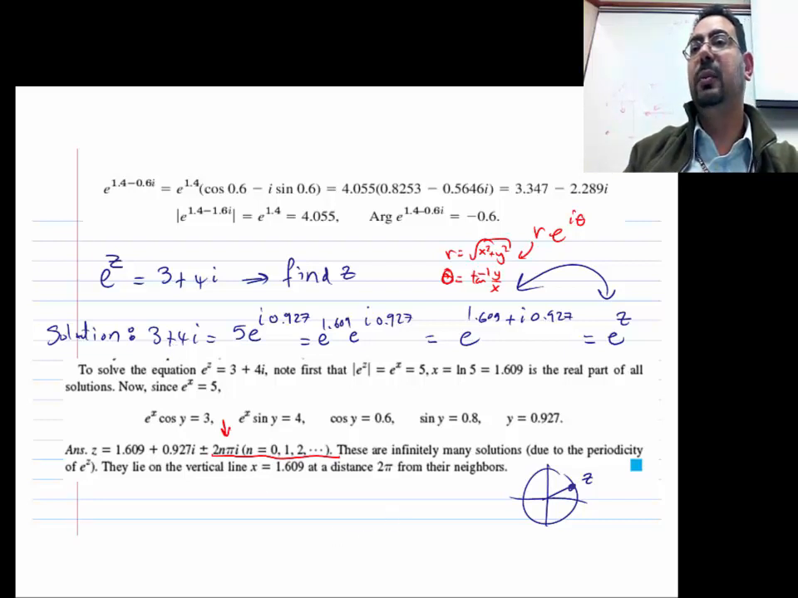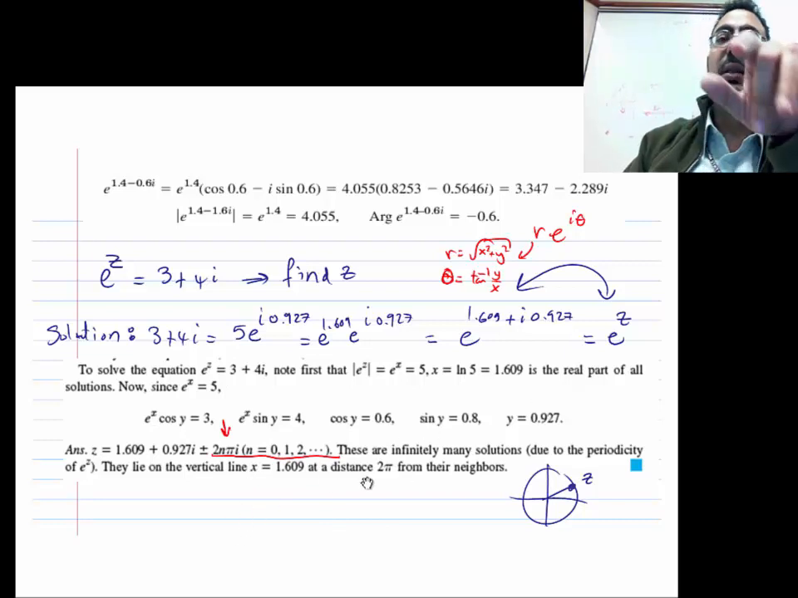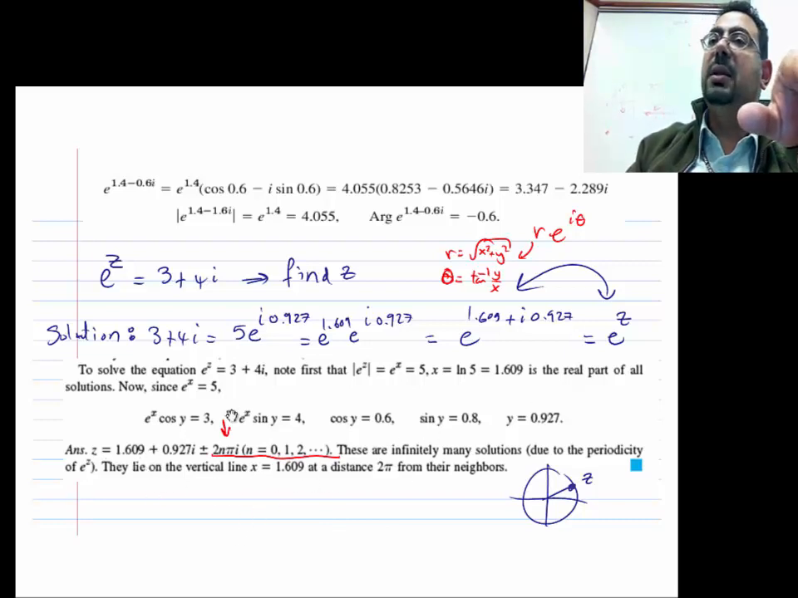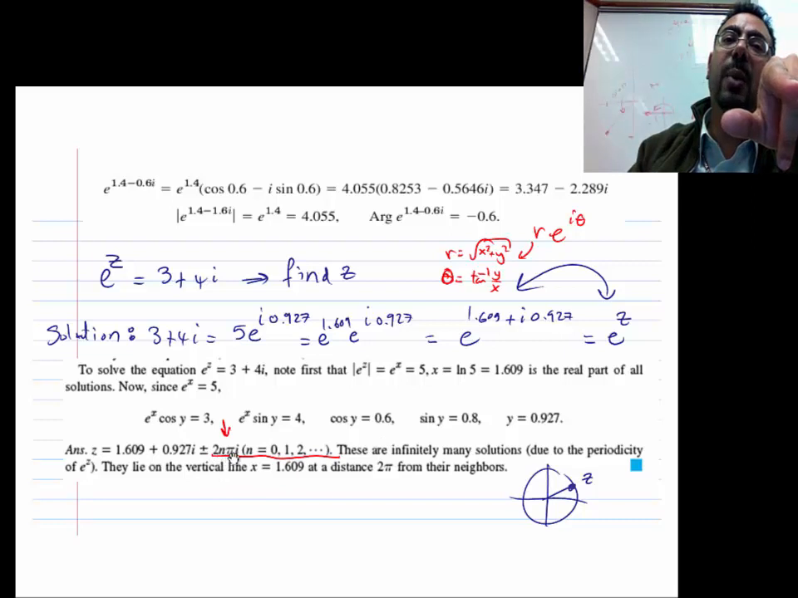Questions? This is the solution that we just did, but he's doing it slowly. And he's saying that the answer is not simply z is 1.6 plus i 0.927. Why? Why is z not just those? It could be those plus or minus 2n pi i.